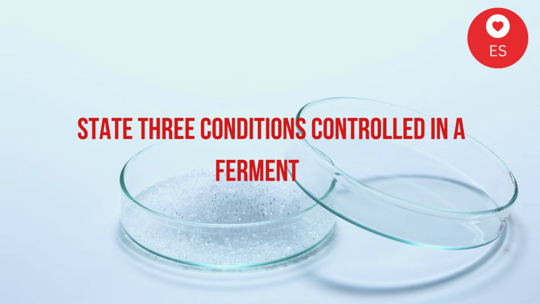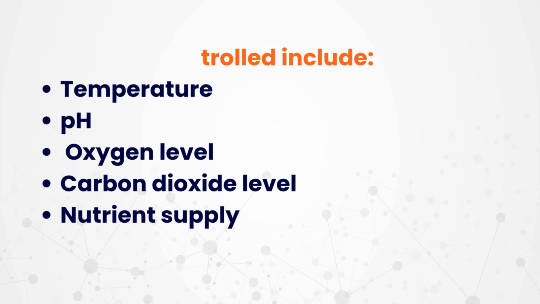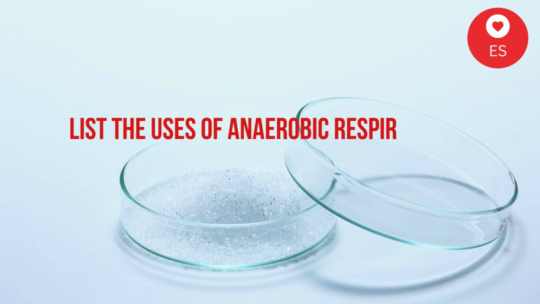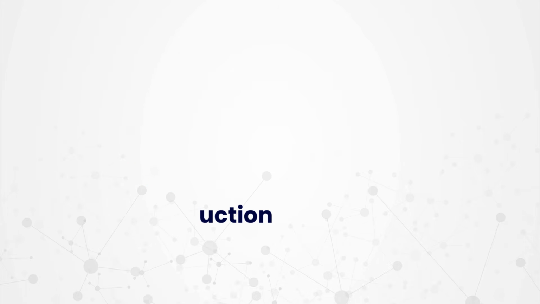State 3 conditions controlled in a fermenter. Temperature, pH, oxygen level, carbon dioxide level, nutrient supply. List the uses of anaerobic respiration in yeast. Bread making, brewing, beer production, wine production, biofuel production.